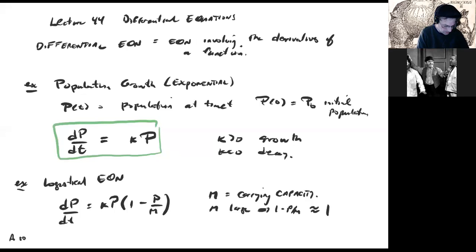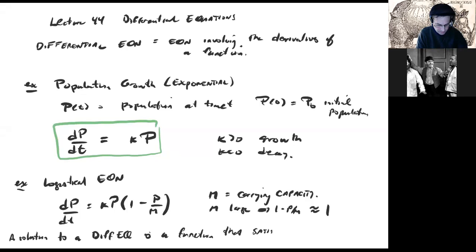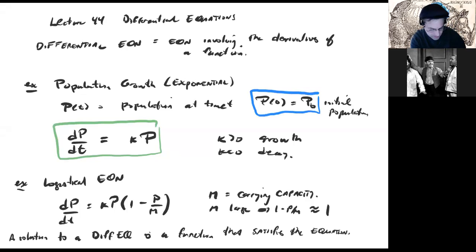A solution to a differential equation is a function that satisfies the equation. By the way, if we assume a fixed value of the initial population in this example, it's called an initial value problem.